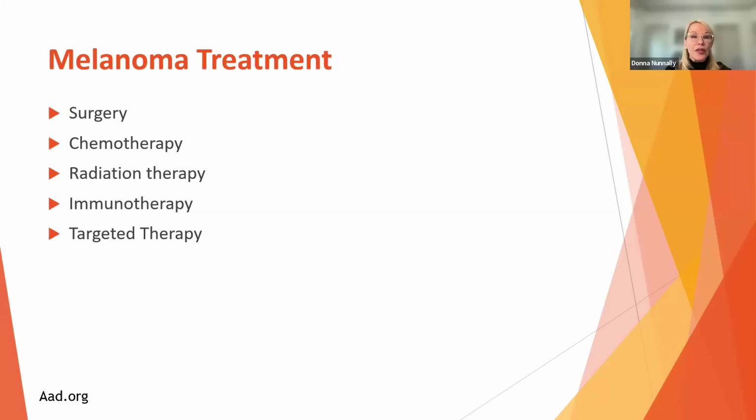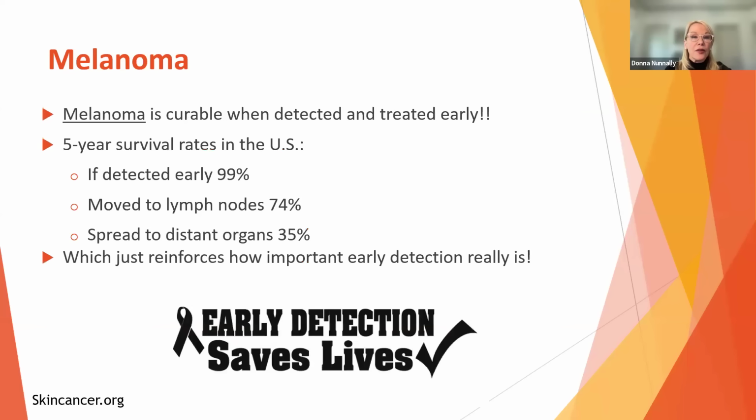Unfortunately, everyone thinks melanoma diagnosis is a death sentence, when in fact, melanoma is completely curable when detected and treated early. The 5-year survival rate in the US, if detected early, is 99%. Once it's moved to lymph nodes, it drops down to 74%, and if it's spread to distant organs, it drops down to 35%, which just reinforces how important early detection really is.